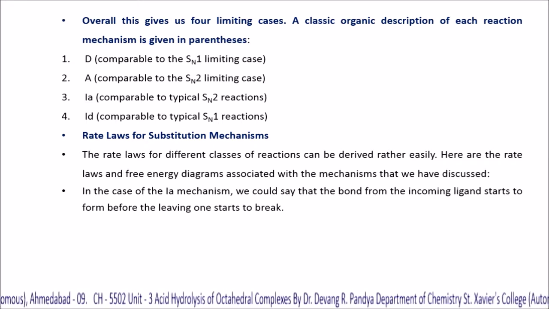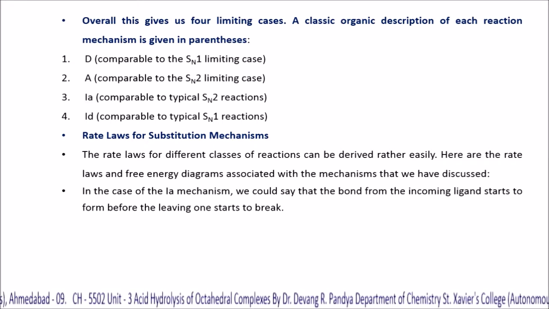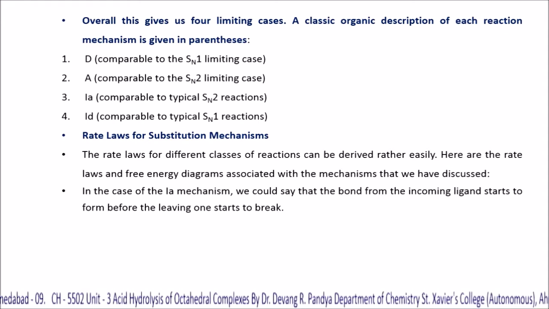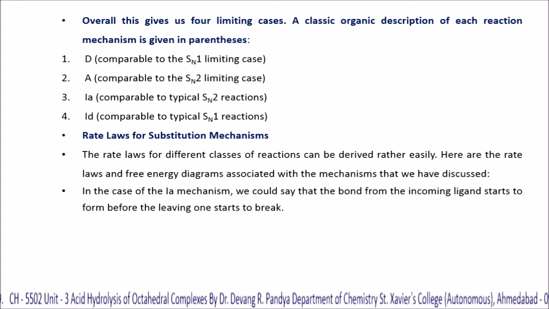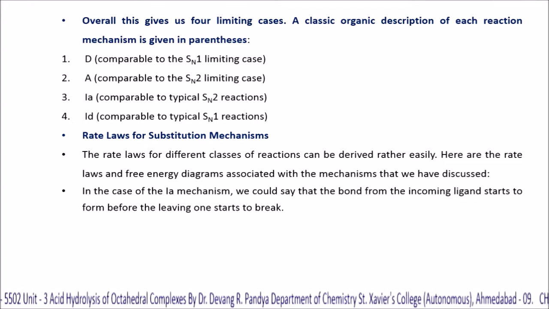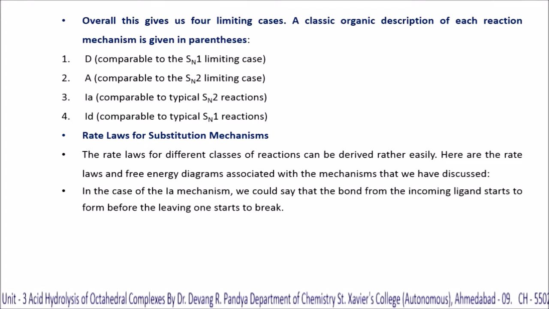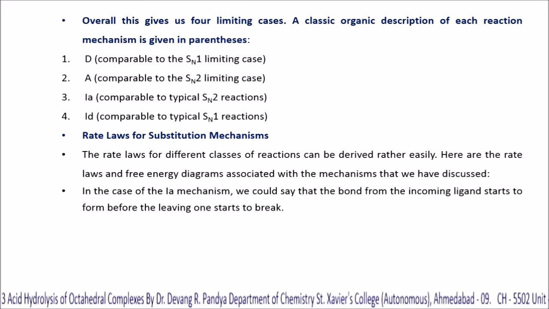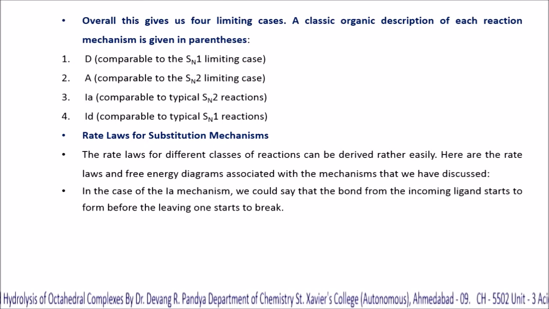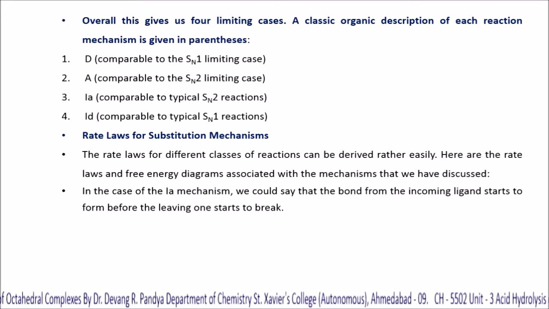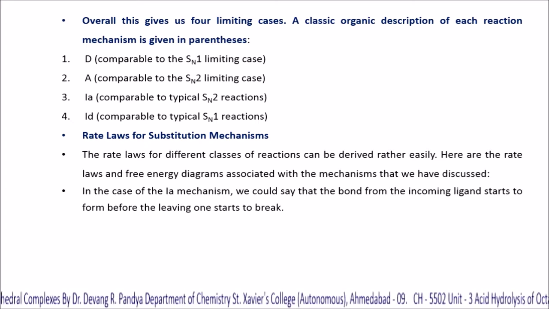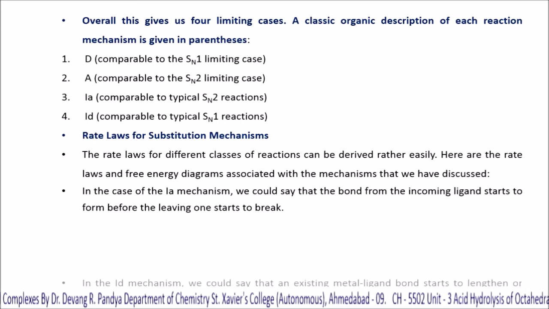the leaving group breaks. It means that when the attacking group tries to come closer to the central metal ion, the leaving group departs. That means the bond length between the metal and the leaving group increases when a nucleophile attacks the central metal ion. This kind of case is considered the IA mechanism, interchange associative mechanism, and in this mechanism there is no evidence of any intermediate.